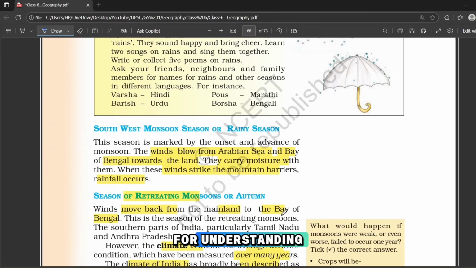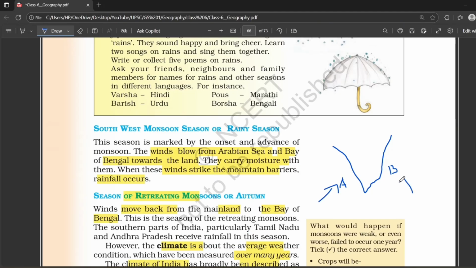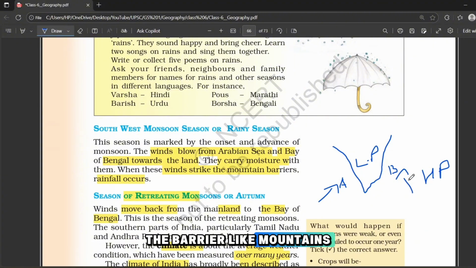And for now, just for understanding, if this is India and this is Arabian Sea and this is Bay of Bengal. When wind blows, it is blowing over the sea. The sea is the high pressure region. Okay, this is high pressure region. The land is low pressure region. The wind moves from the high pressure to low pressure. That is why it reaches the land. While it is reaching, it carries the moisture also because it is coming from the sea. Then when it hits a barrier like mountains, the rainfall will occur.